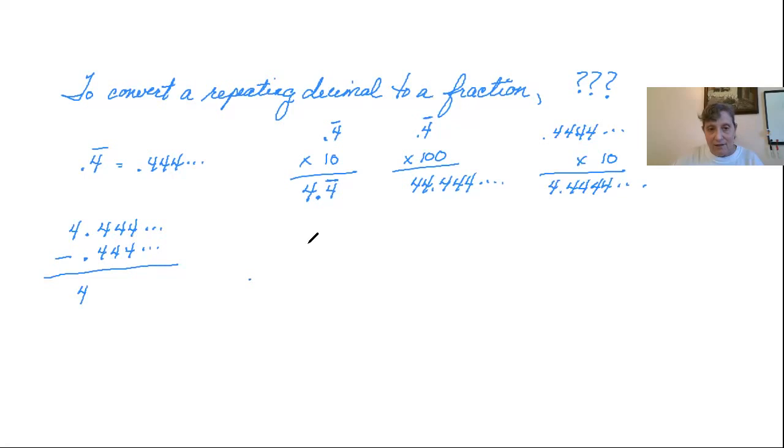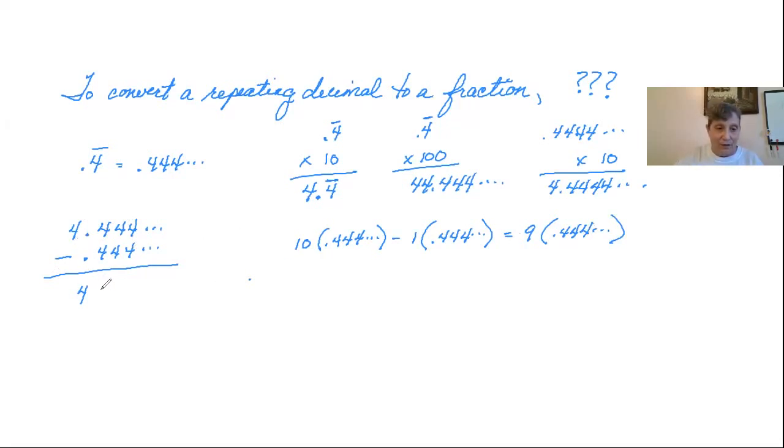Let me show you that again. 10 times 0.44 forever minus 1 times 0.44 forever leaves me 9 times 0.44 forever, right? So I've got 10 of those minus 1 of those leaves 9 of those.